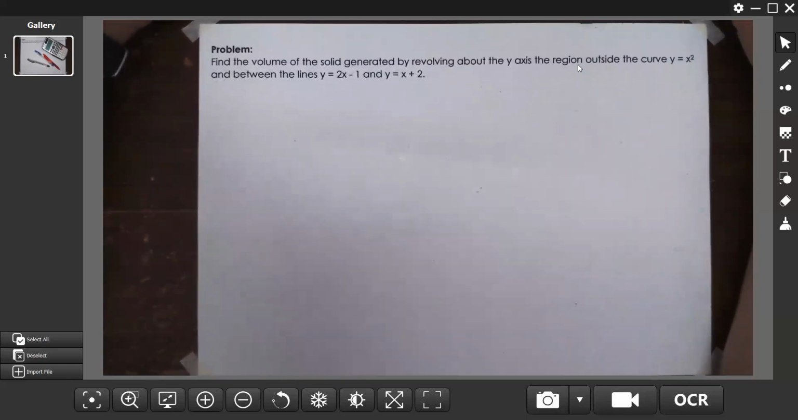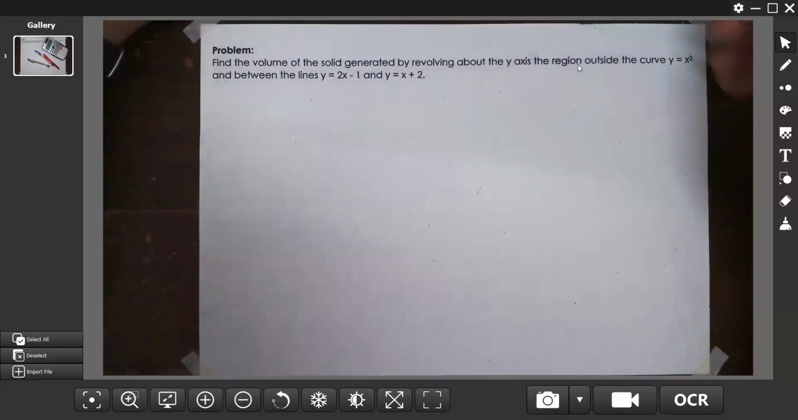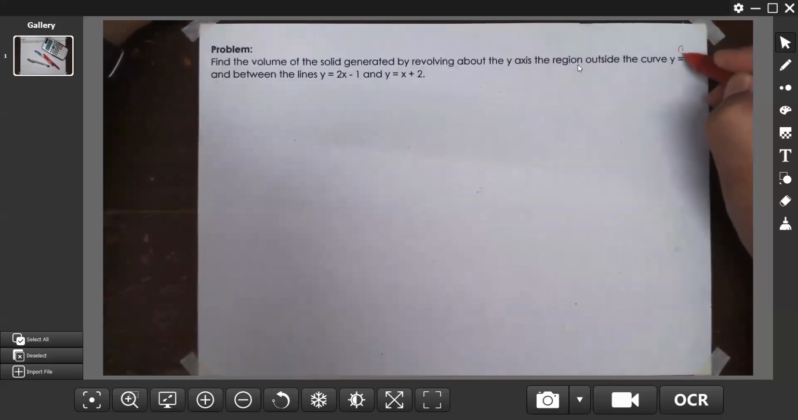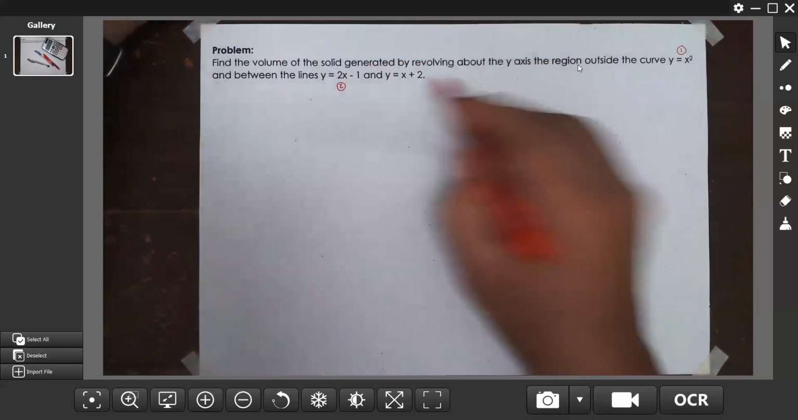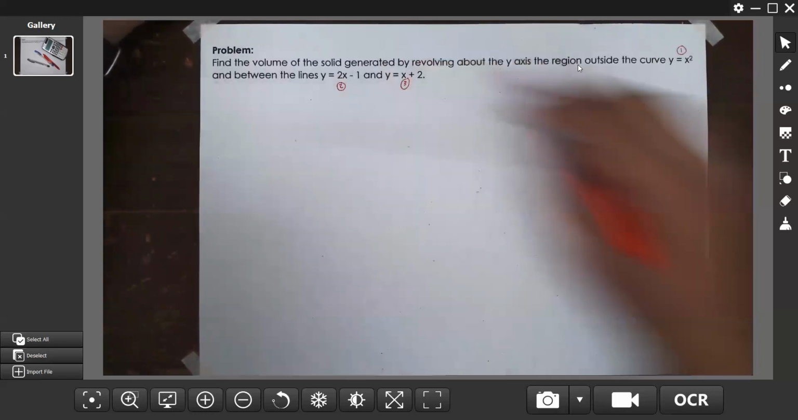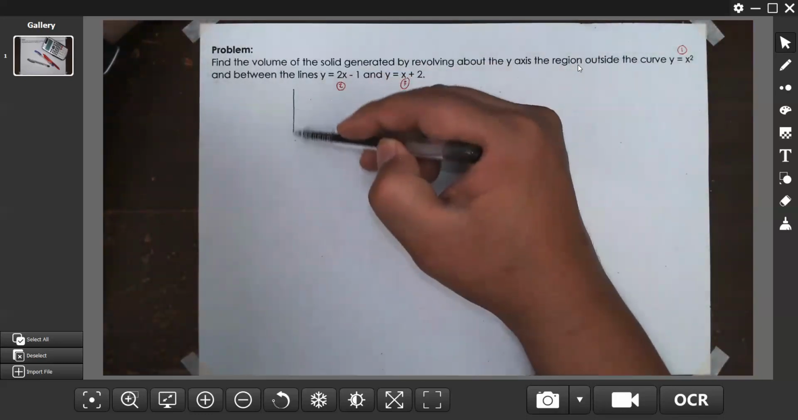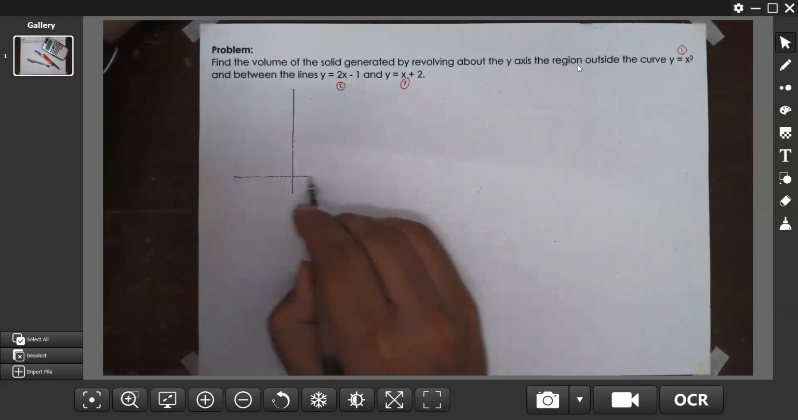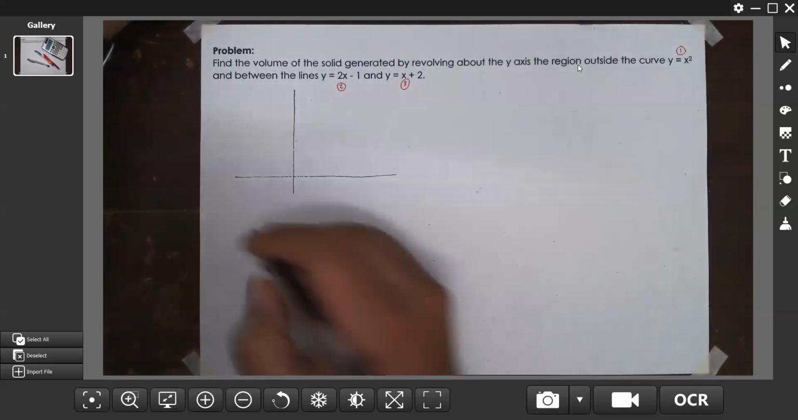Okay. Now, to have an accurate graph, let us first determine the points of intersection of the different curves. Let us say y equal to x squared is curve number 1, y equal to 2x minus 1 is curve number 2, and y equal to x plus 2 is curve number 3. Before we graph, let's draw a vertical and horizontal line. Let us first determine the points of intersection.